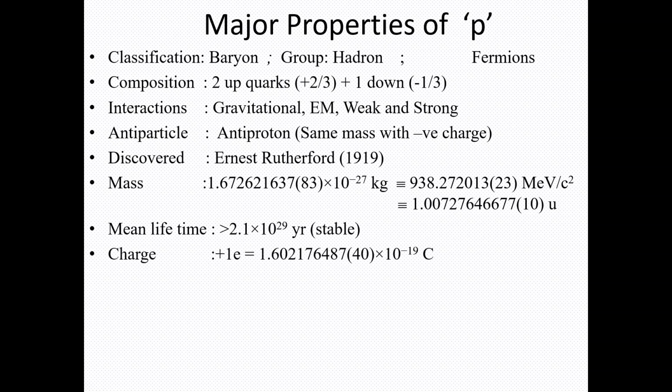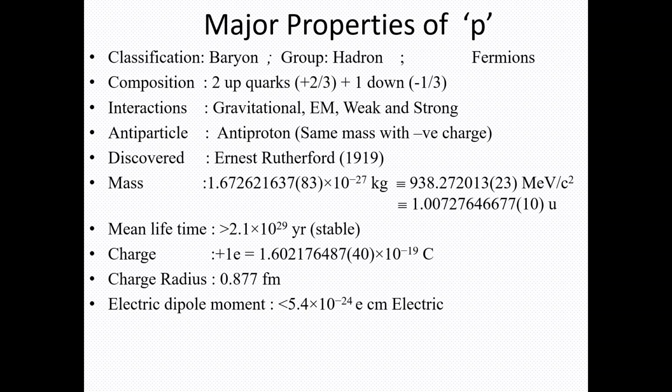The charge of the proton is plus 1 times the charge of the electron, approximately 1.6 into 10 raised to power minus 19 coulomb. The charge radius of the proton is equal to 0.877 femtometers. The electric dipole moment is smaller than 5.4 into 10 raised to power minus 24 electron centimeter. Electric polarizability is equal to 1.20 into 10 raised to power minus 3 femtometer cube. Parity is equal to plus 1.